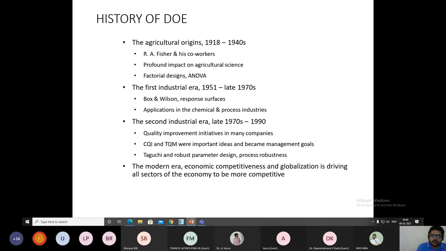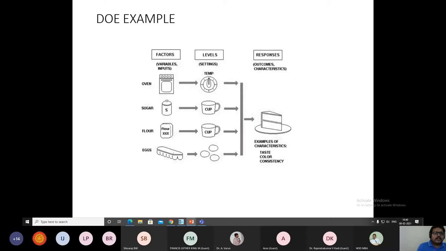It's a common course, we can say. It's a common area. So some brief history, you can see where it started and what is the origin, and how it is continuing now, and how globalization is driving all sectors of an economy to be more competitive. Yeah, a simple DOE example we can see here.